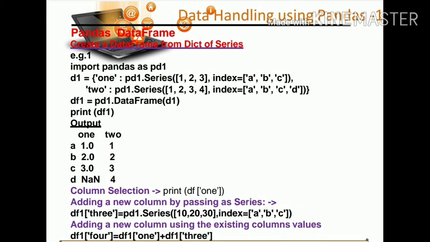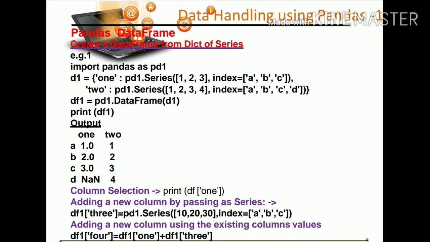If you want to select a particular column, you want to see what are the values in the first column, so what command will we write? Print the name of the data frame variable and then the column name. So the values of that column will be displayed. You can see column selection. It will select that particular column and give the output.